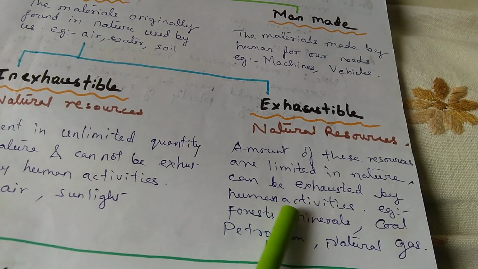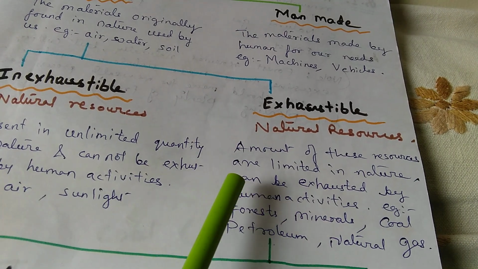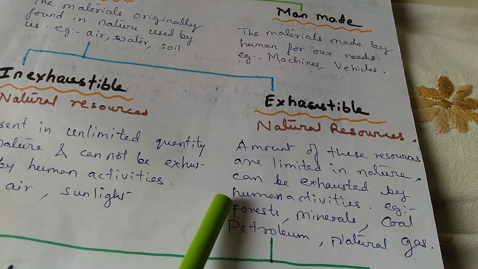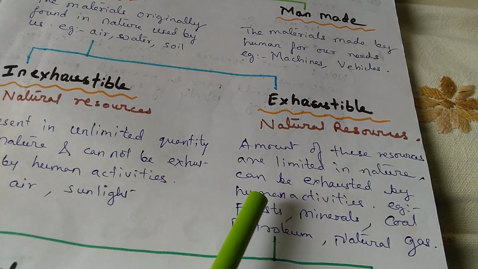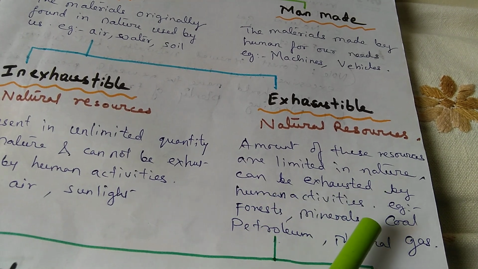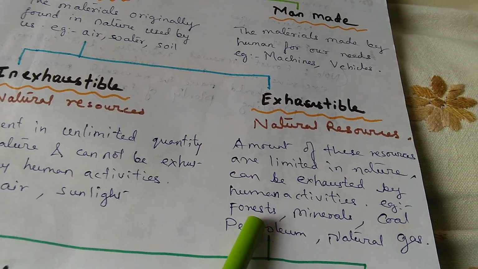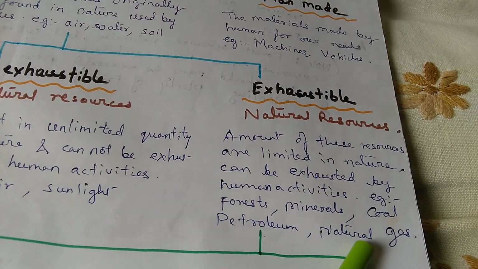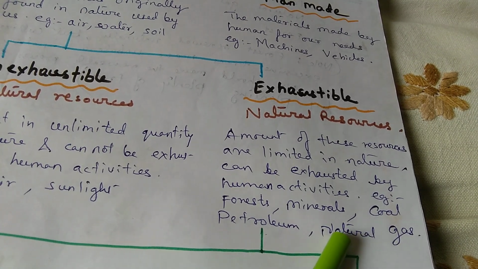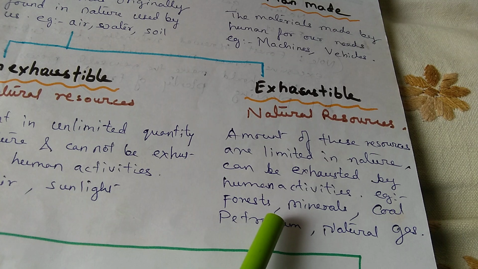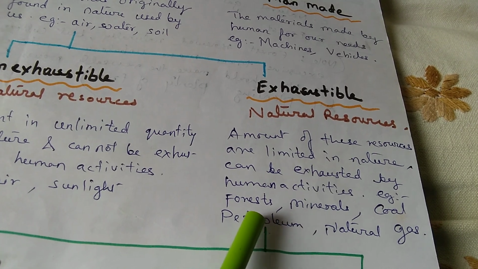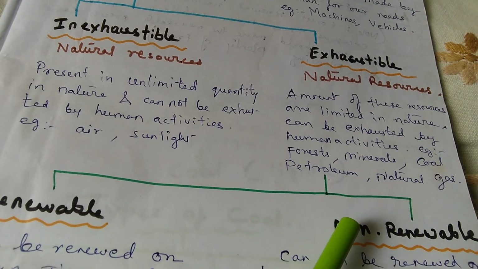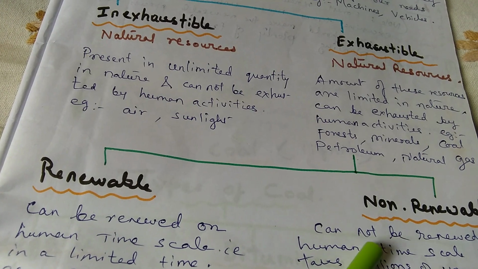Whereas exhaustible natural resources are those natural resources which are present in limited quantity in nature. That means if we use them in an unlimited manner, they can be exhausted by human activities. For example, forest, minerals, coal, petroleum, and natural gas. All these materials are natural, but they are exhaustible. That means they are limited. Now, these exhaustible natural resources are again divided into renewable and non-renewable.